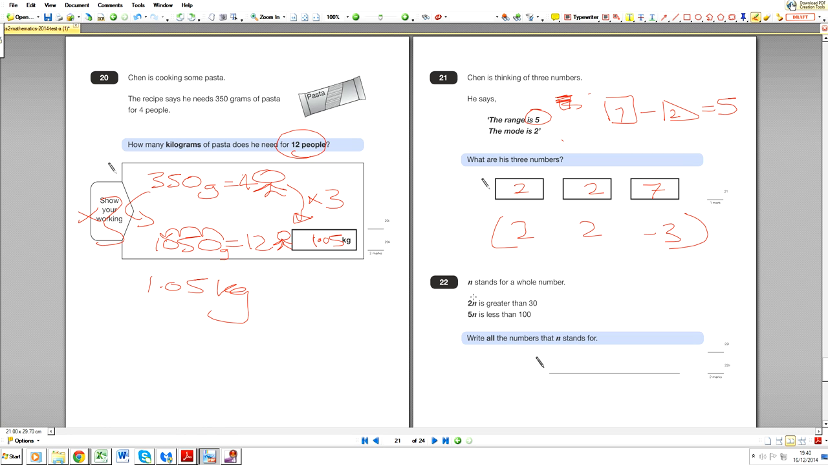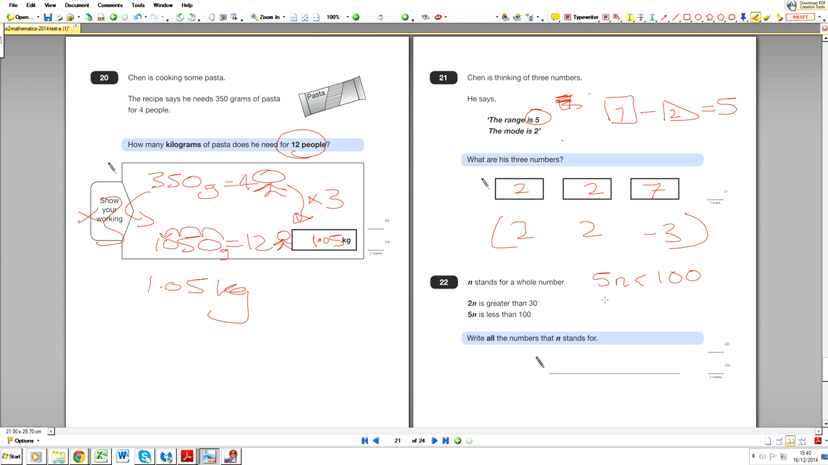Okay, next. n stands for a whole number. 2n is greater than 30 and 5n is less than 100. Now let's have a look at the values that n could be. Please bear with me for a moment. We have here 5n is less than 100.